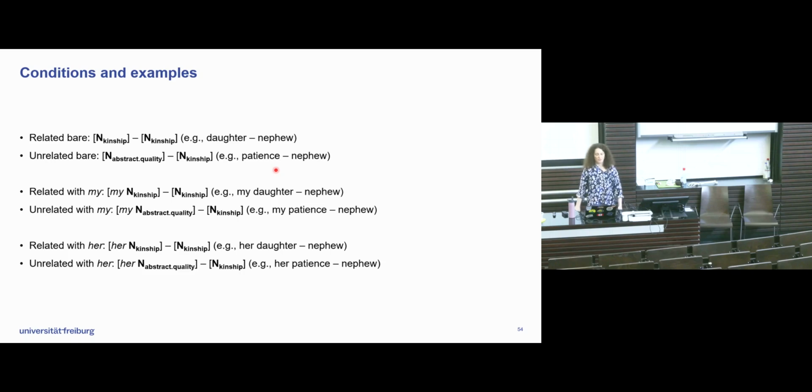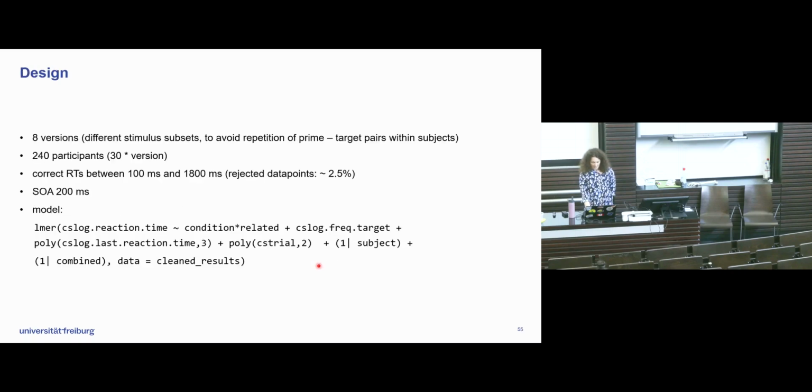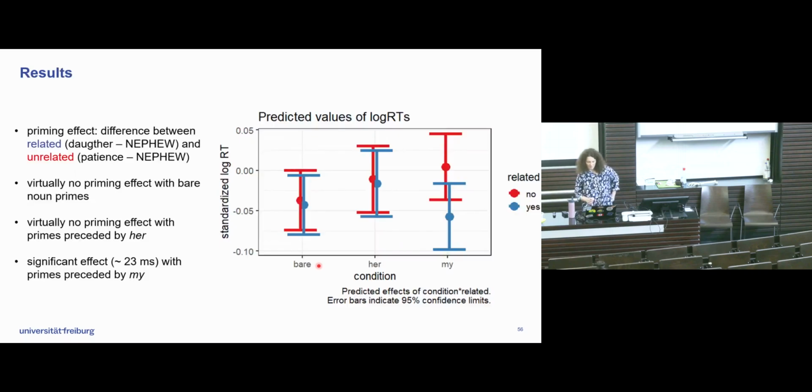Okay, so here you see again an overview of the different conditions that we have. One condition was with bare nouns: daughter, nephew would be related, patient's nephew would be unrelated. Then we had the same with "my daughter", nephew, "my patient's", nephew, which are identical to the first condition, but it can be used to see whether there's an additional effect of having "my" of the construction. And then we had the same with "her". I think I'll skip details of the design. We can come back to that later. But the good news, I guess, is that we did find significant differences between different conditions.